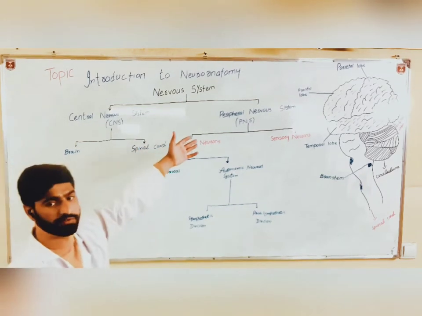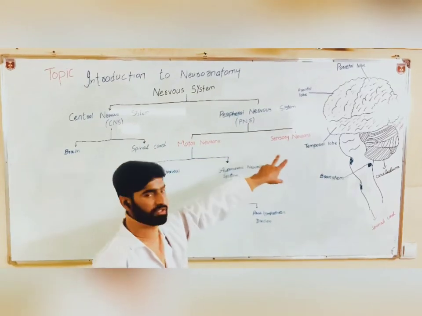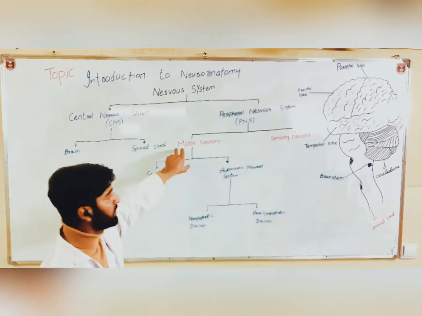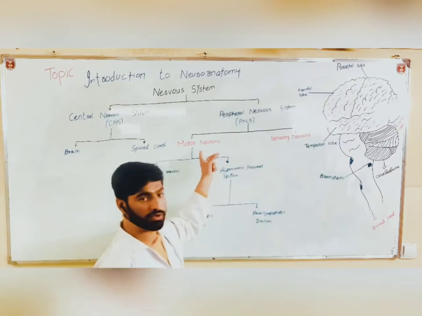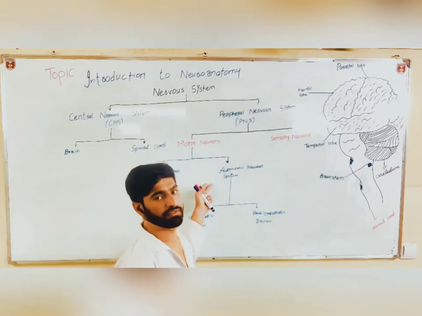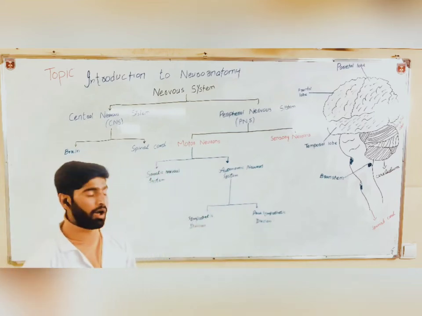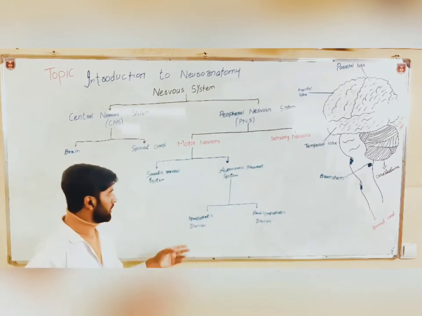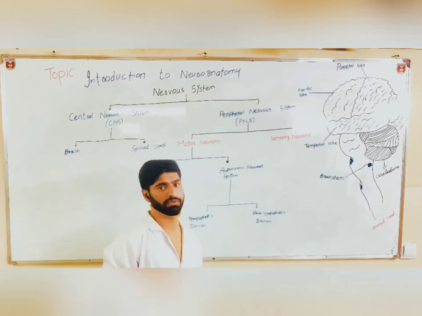Then we have peripheral nervous system. Peripheral nervous system is divided into two parts: motor neurons and sensory neurons. Motor neuron is further divided into two parts: somatic nervous system and autonomic nervous system, and autonomic nervous system is also further divided into two parts: sympathetic division and parasympathetic division.